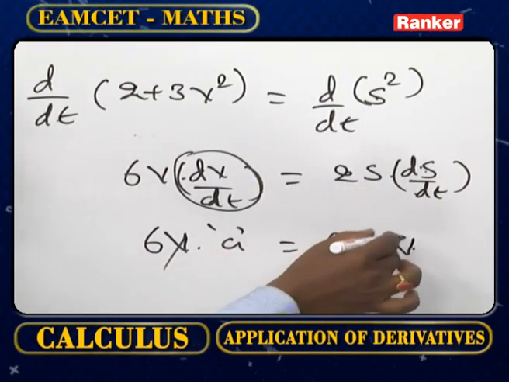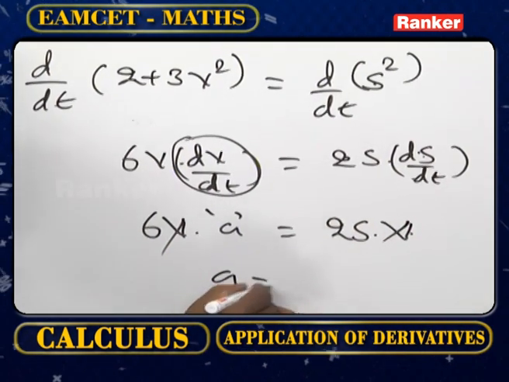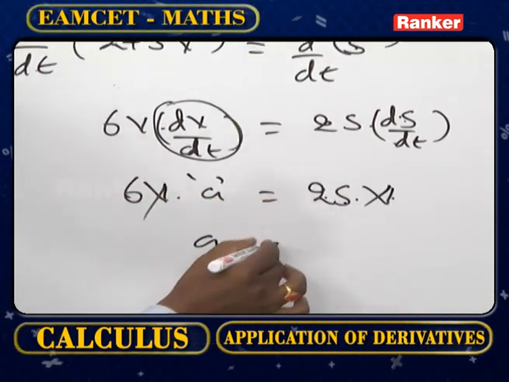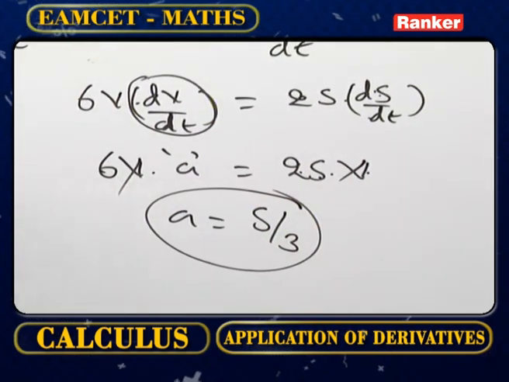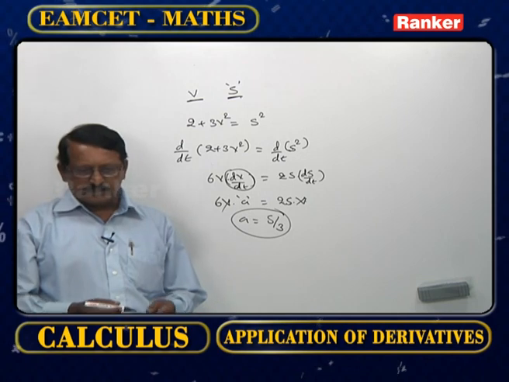Now, v gets cancelled on both sides. Acceleration a equals 2s by 6, or s by 3. Acceleration of the particle a equals s by 3. Third option is correct.